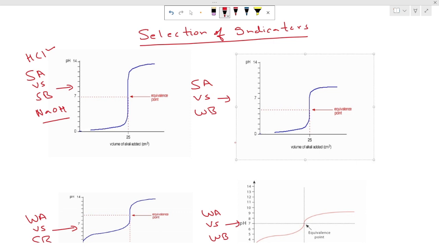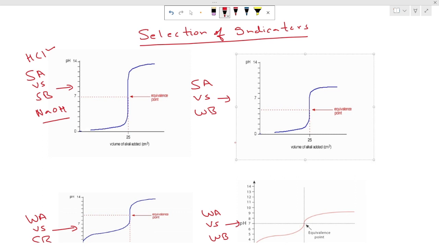Initially, because HCl is having lower pH, the pH will start at a lower value, and then the pH will increase slowly until at this point the pH will increase very fast. That is, this is the steep region of the curve, and then again the curve will be like this, and the pH increase will be slow here. So this type of behavior is shown when the strong acid is being titrated with a strong base. This is called the steep region of the curve.